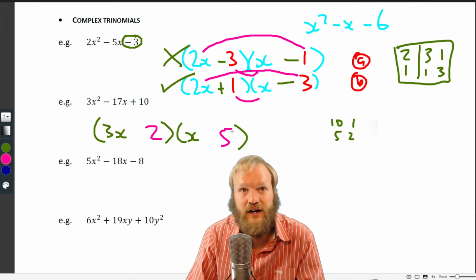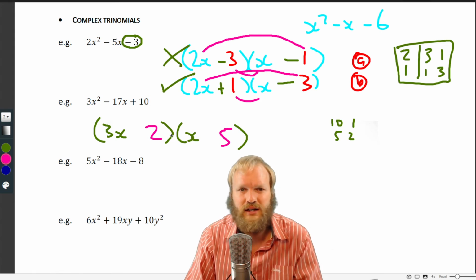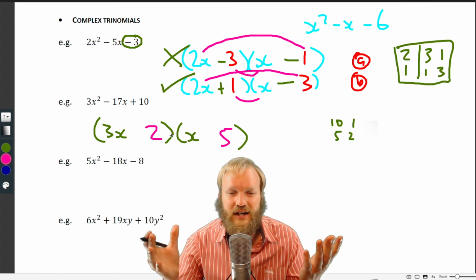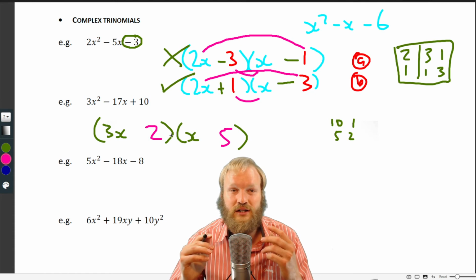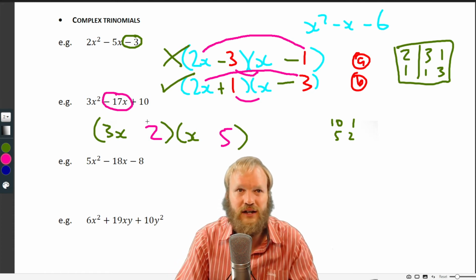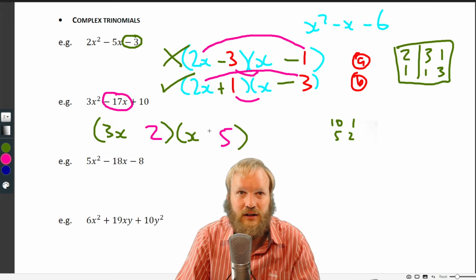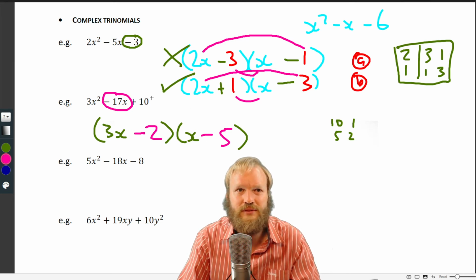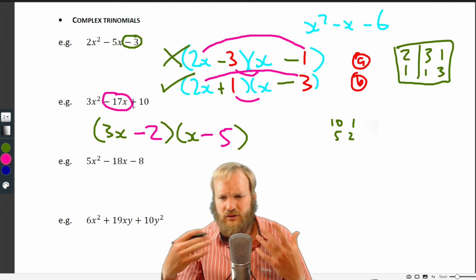3x times 5 gives you what? Well, it gives you 15x. 2 times x gives you 2x. Can we combine 15x and 2x in some way to get 17x? Yeah, we definitely can. We'd need negative 15x minus 2x. And wait a second, does it work? Negative 2 times negative 5, yeah, it gives us positive 10. Okay, so how are we doing?